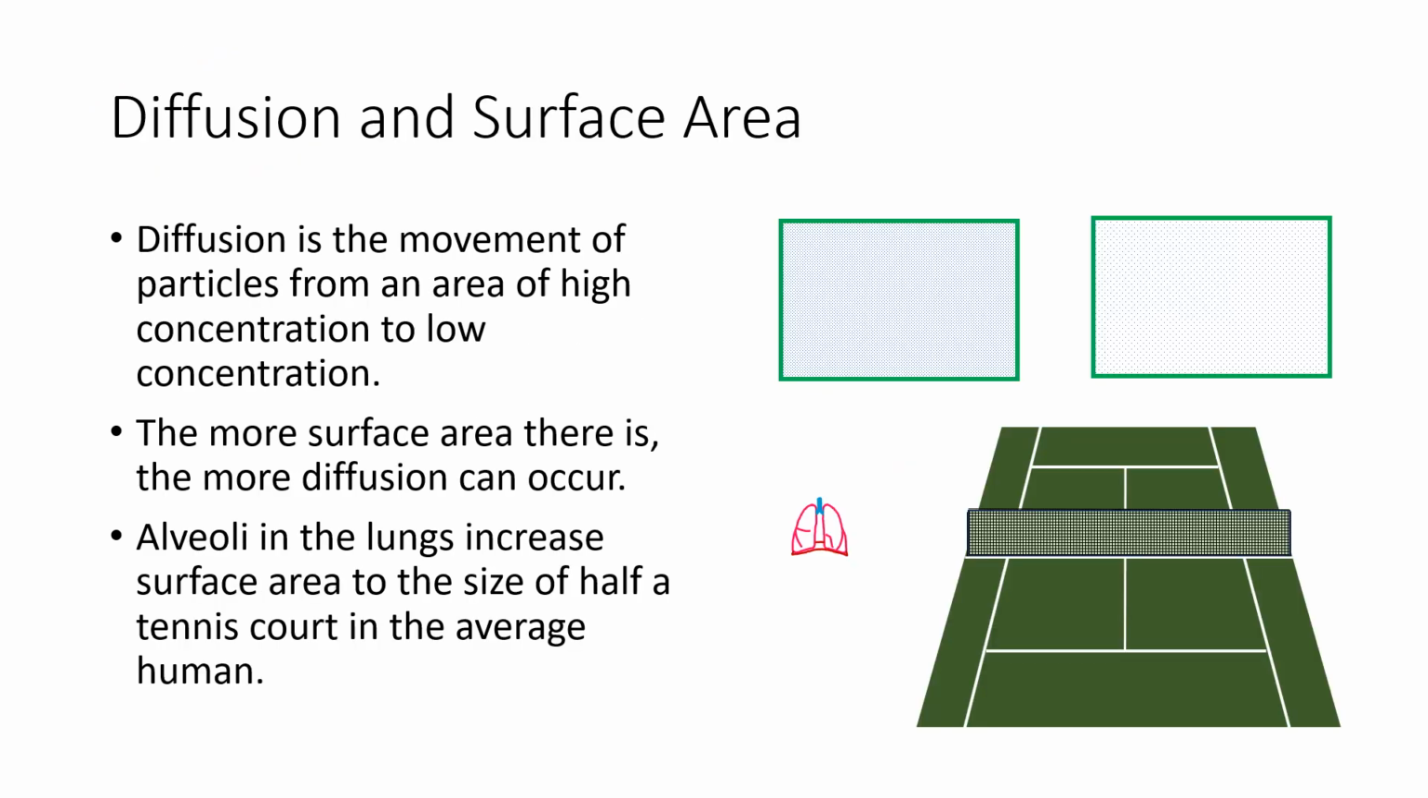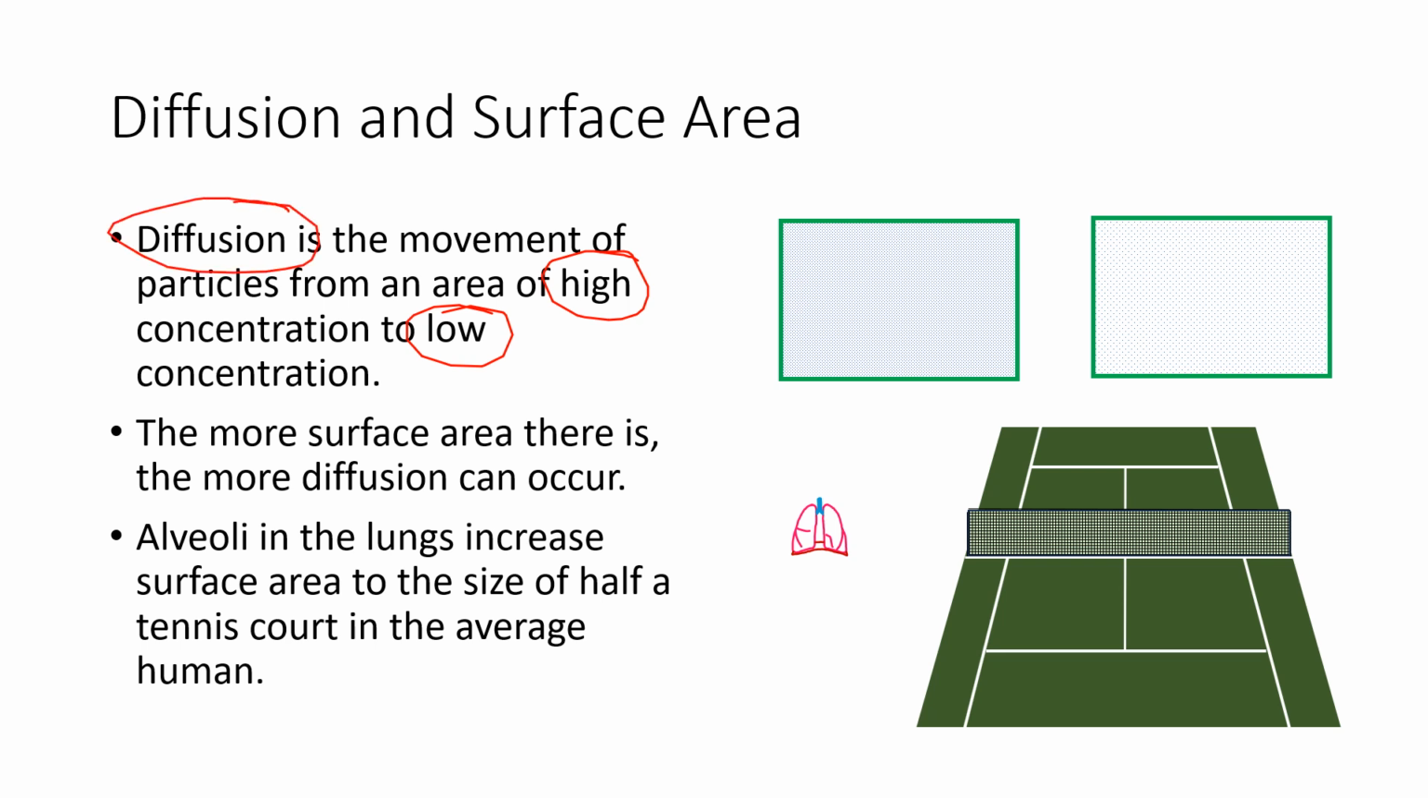So you might be wondering at this point, once the air gets down into those alveoli, why does the air go from the alveoli into the capillaries, or if it's carbon dioxide, why does it go in the reverse? How does it know where to go? Well, the answer is due to the concentration, because particles will always move from where there's high concentration to where there's low concentration, and that process is called diffusion.